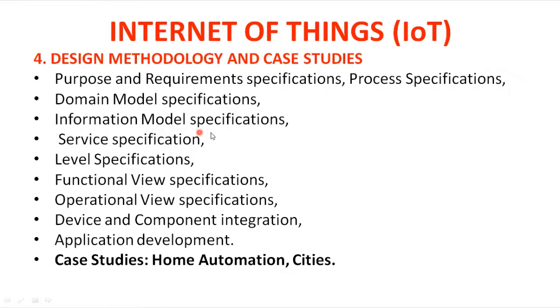And coming to the information model specification, one of the very important models. What is the information model specification? How can you define it? Like that, you are going to know some of the information regarding the information model, and then the service specification, and then the level specification. In unit one, we discussed the 6 different levels for designing any IoT system. That means you are applying all these levels in this case. And then functional view specification, operational view specification, and then device and component integration, and finally application deployment.